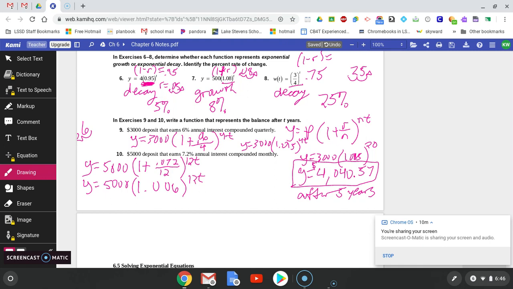Okay, so that's our exponential growth and decay. Take a second to write your summary, mark anything that you have questions on, and make sure and get those questions answered tomorrow in class.